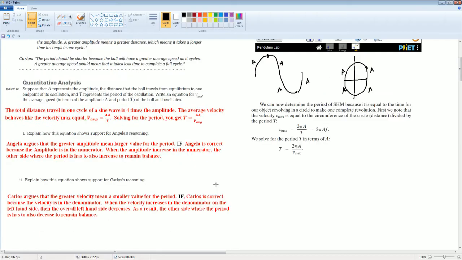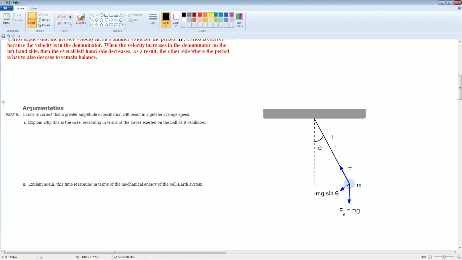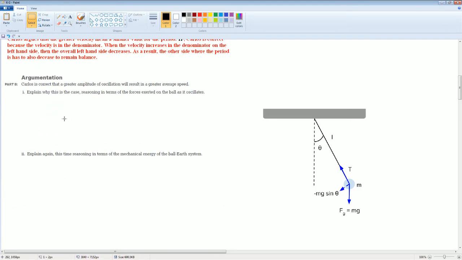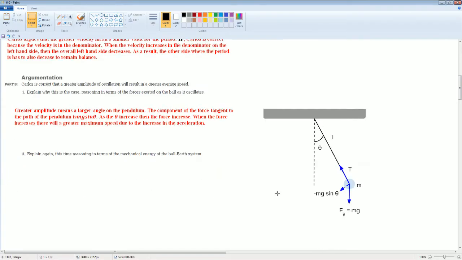All right, so let's see if this actually makes sense. Here's the argument. Carlos is correct that a greater amplitude of the oscillation will result in a greater speed. Explain why, in terms of the force exerted on the ball. A greater amplitude means a larger angle for the pendulum. The component of the force tangent to the path of the pendulum is mg sine theta. As theta increases, the force will increase. When the force increases, there will be a greater speed due to the increase in acceleration.